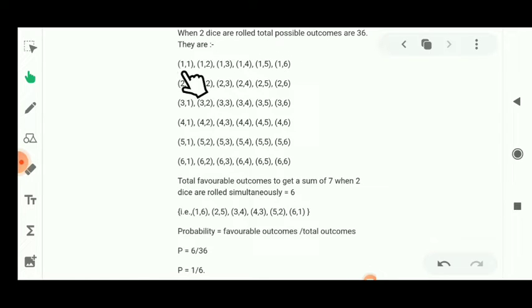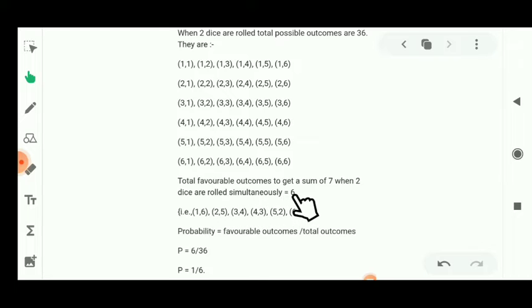similarly, the possible outcomes are 1 1, that means in the first dice 1 and second dice 1, 1 2, that means in the first dice 1, second dice 2. Similarly, there are a total of 36 outcomes when 2 dice are rolled together. There are total 36 possible outcomes.